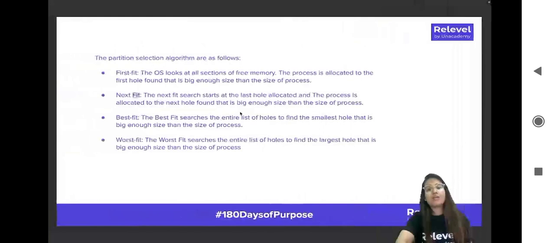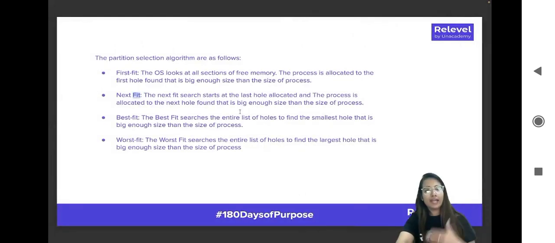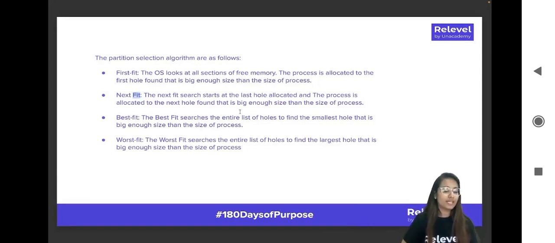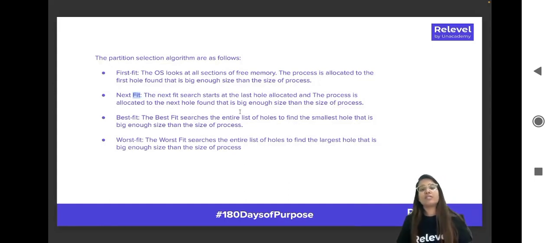So you don't start searching the list from the start again and again. You start searching from where you left off, and you just find a block or a hole which is big enough for the process. You can see here that in this case there are partitions of variable sizes, but there is also a lot of wastage of space. That wastage of space is the concept of fragmentation.